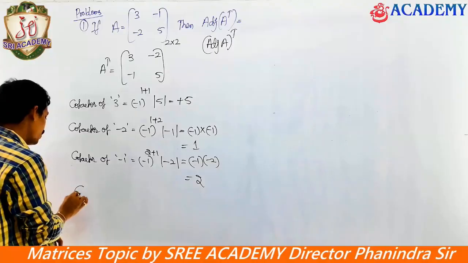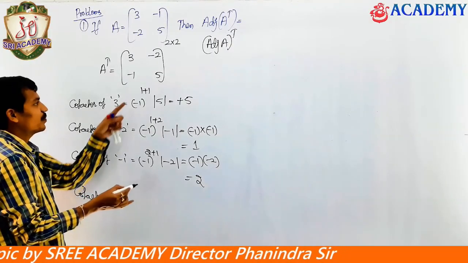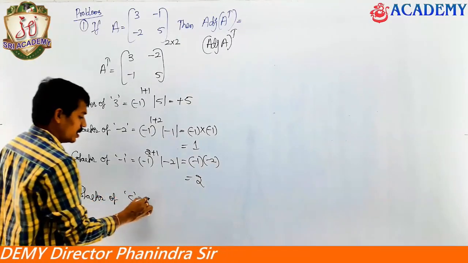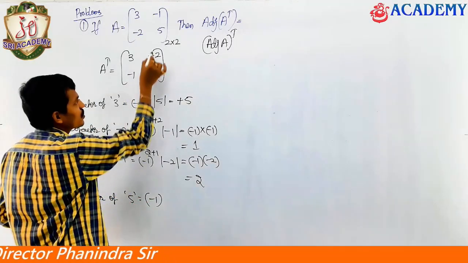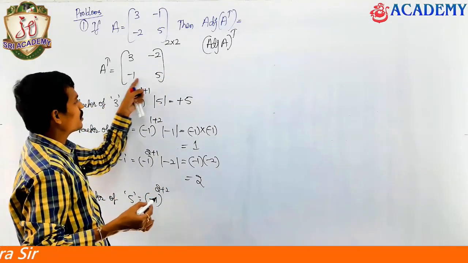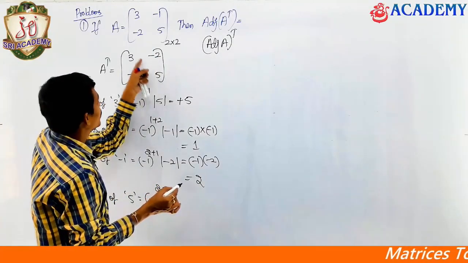Next, cofactor of 5. Where is it? At second row, second column, row number 2, column number 2. Minor is nothing but, after eliminating second row, second column, the determinant of that matrix.